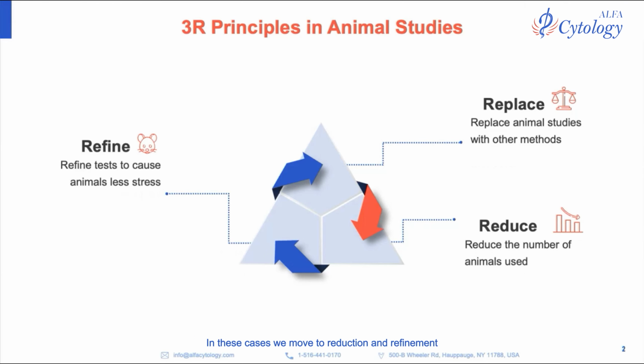In these cases, we move to reduction and refinement. Reduction emphasizes using the minimum number of animals necessary to produce statistically valid results, avoiding waste and unnecessary impact on animal lives. Refinement involves enhancing methods to reduce discomfort and stress for the animals, ensuring that even in the research setting, we prioritize their well-being. By embracing these principles, we aim to balance scientific progress with ethical responsibilities. This is our commitment that guides every single project at Alpha Cytology.